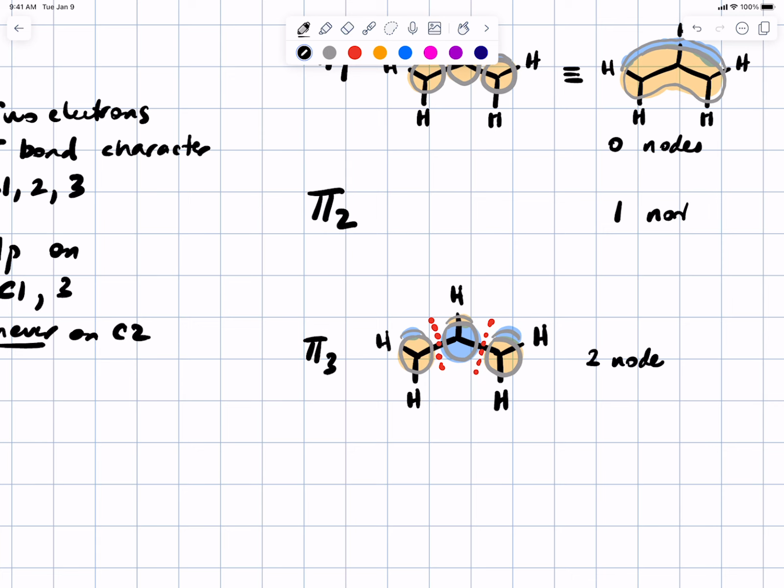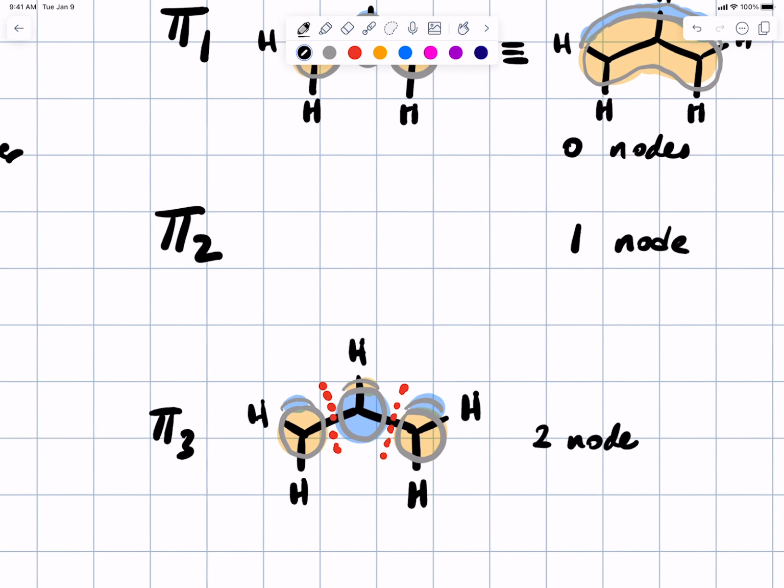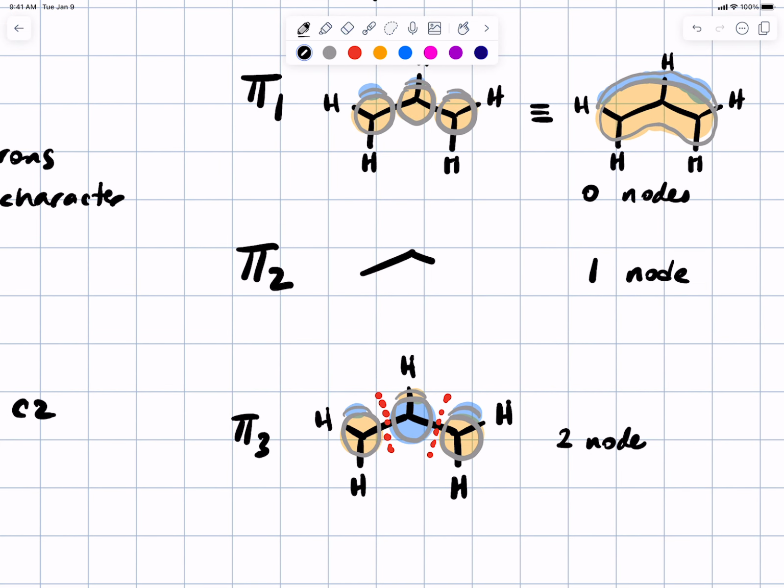Yeah, fine. And it turns out that this one is going to look a little bit strange to you, but it's actually going to explain or agree with something that we've got from resonance structures.